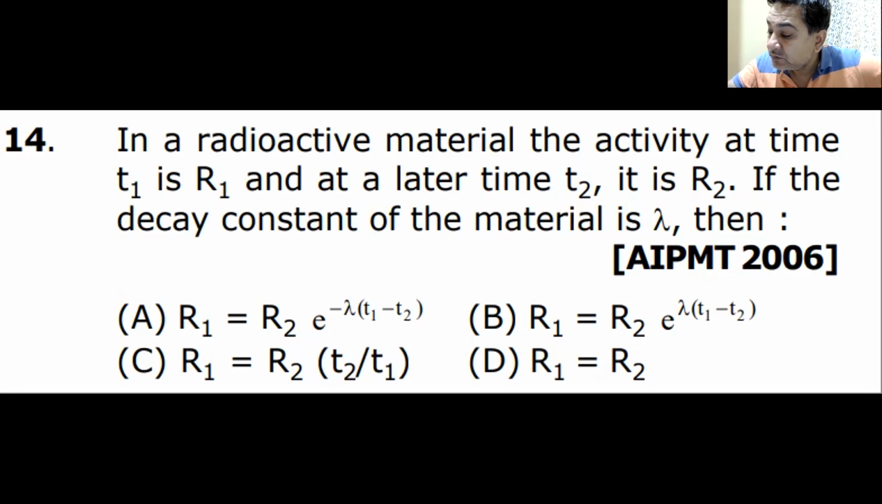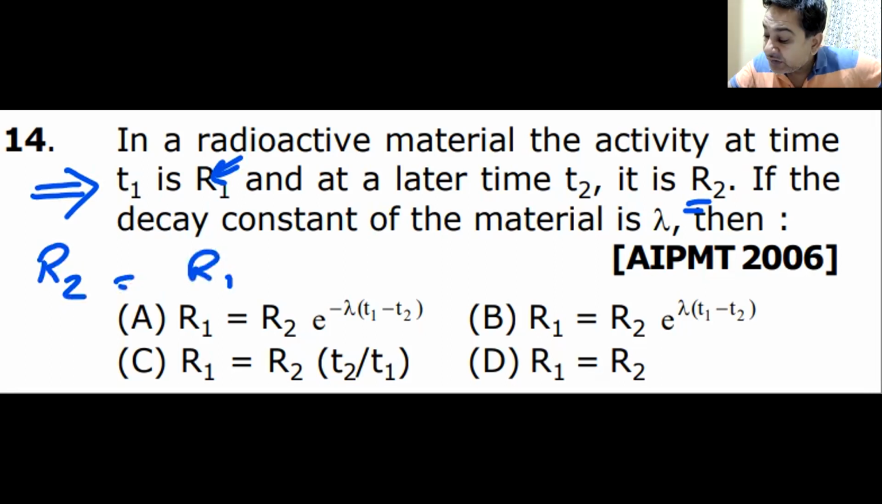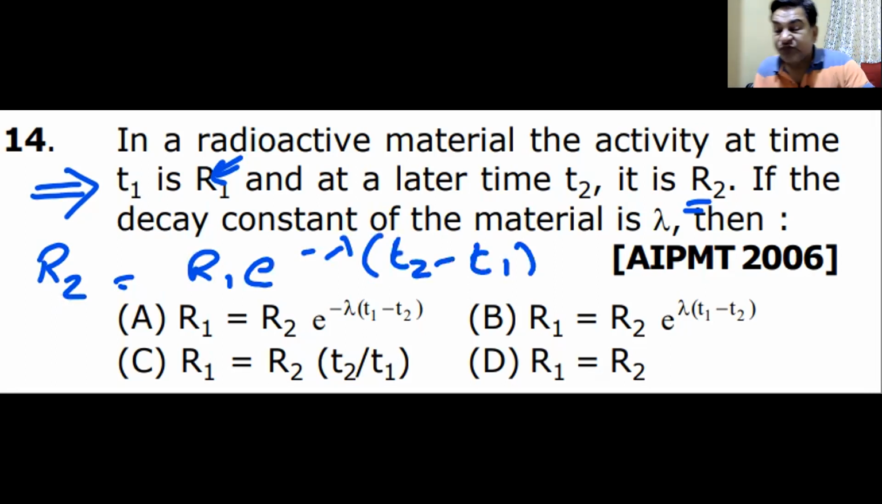This is time T1. This activity is R1. So this becomes my initial time. Do we understand this? Yes, sir. And this activity becomes my final activity. So I have a relation between initial activity and final activity. Final activity R2 will be equal to initial activity R1 into e raised to the power minus lambda into the time I have taken. The time I have taken is T2 minus T1. Do we understand this? Yes, sir.